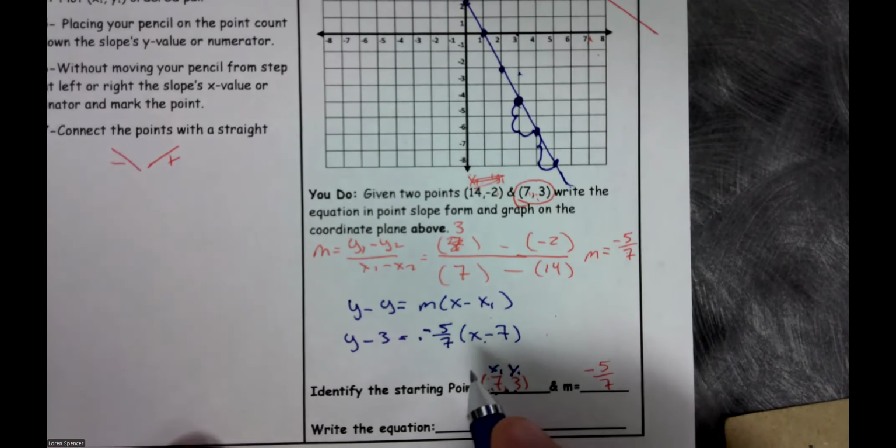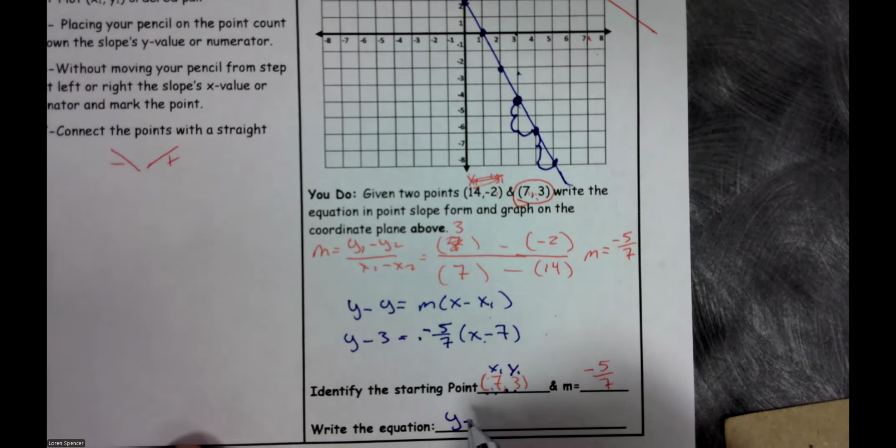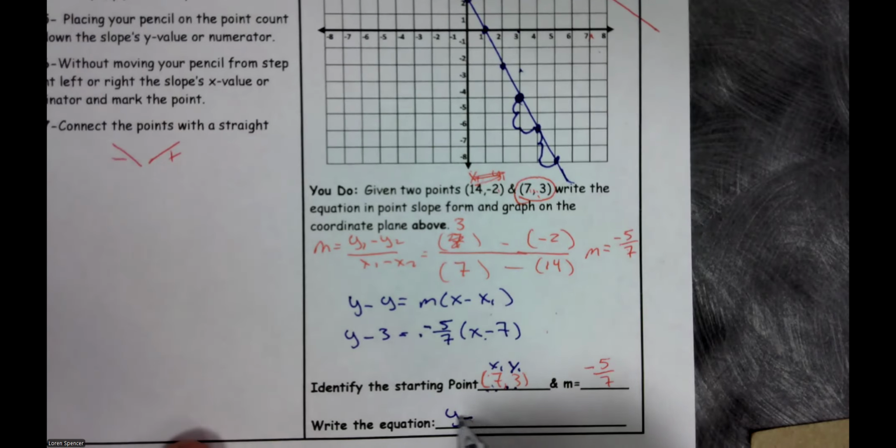All right, so we can write that down. That's our final equation. I'm going to write it in red because that's what we graphed it in. So we have y minus 3 equals -5/7 x minus 7.